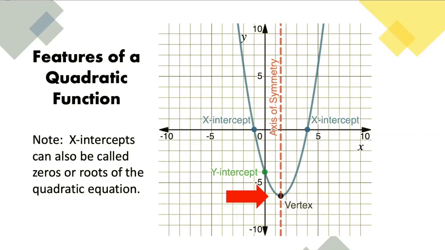The point at the bottom of this parabola, right in the middle, is known as the vertex. And the vertex will always fall on the axis of symmetry of the parabola. The axis of symmetry is an imaginary line that runs down the middle of the parabola and breaks it into two mirror image halves.